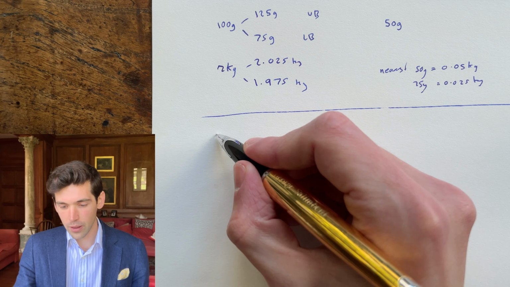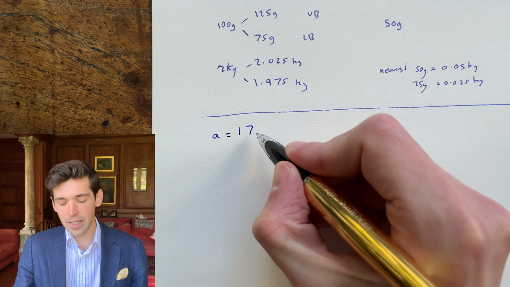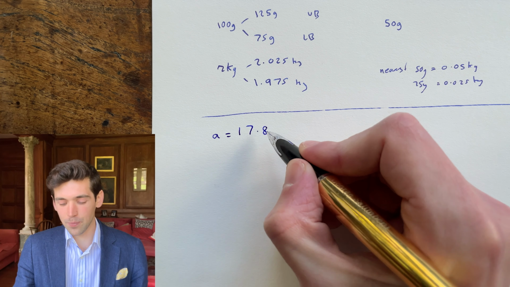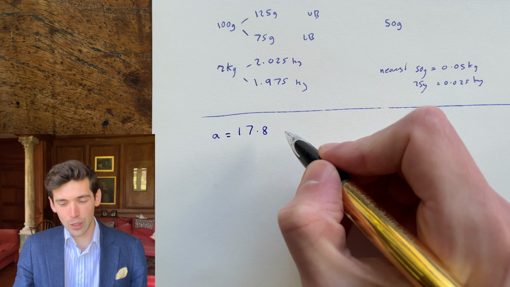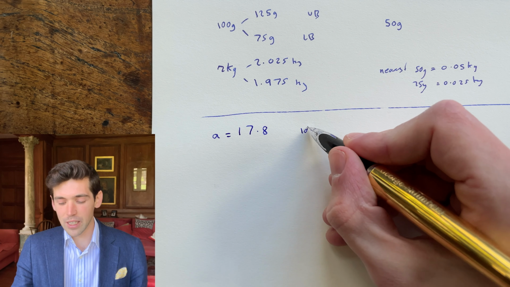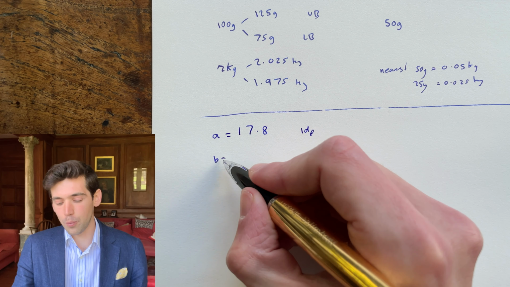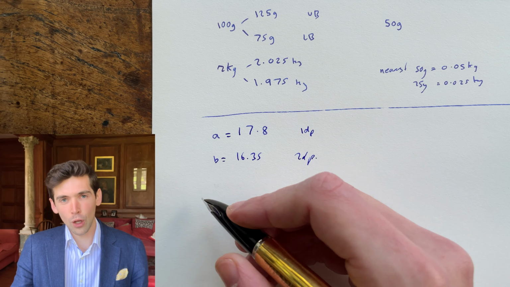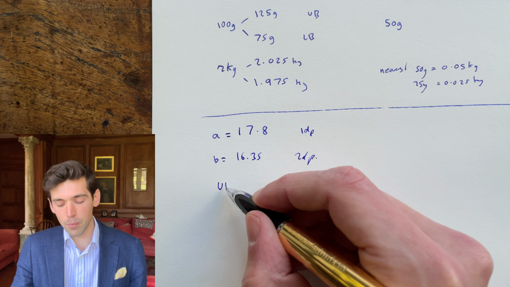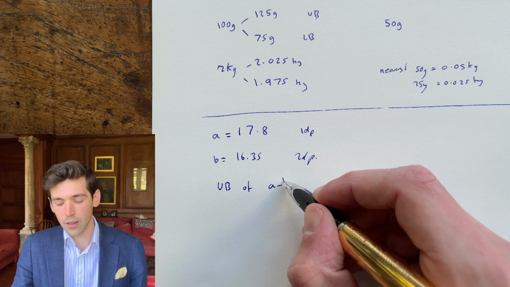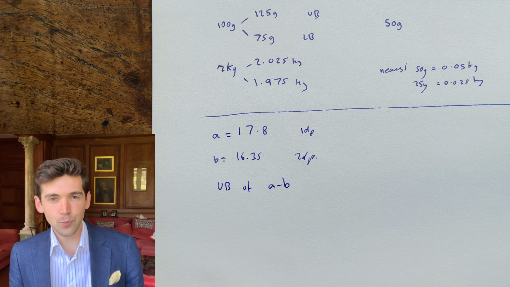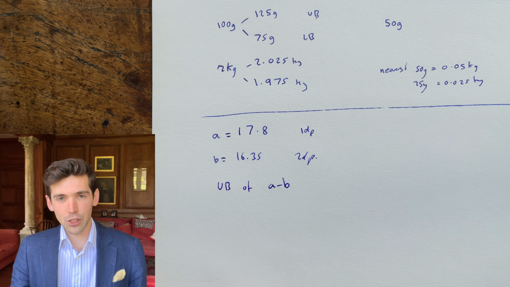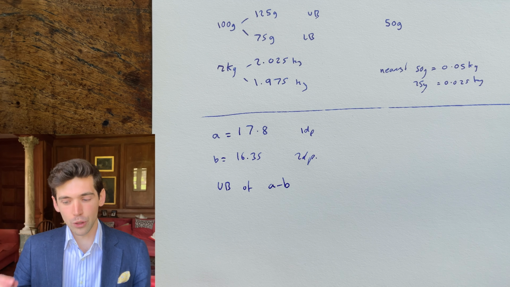Say you've got this number, A is 17.8, and that's to 1 decimal place. And B is, say, 16.35 to 2 decimal places. The question is, find the upper bound of A minus B. Let's just take a step back and think about what we're doing.